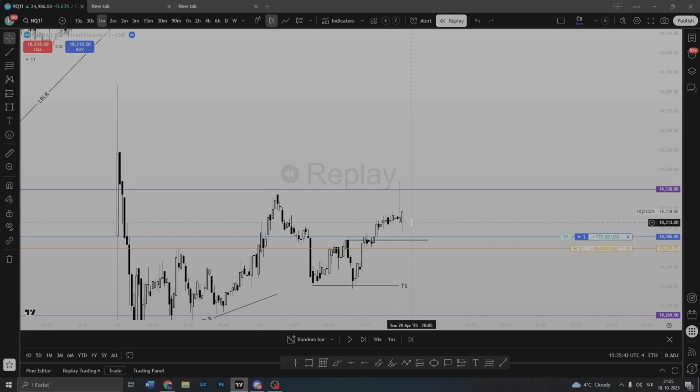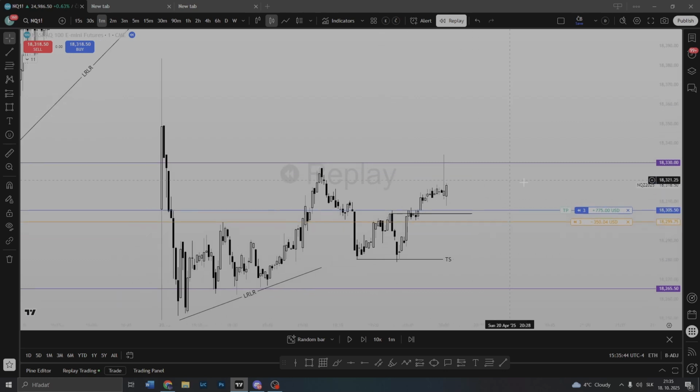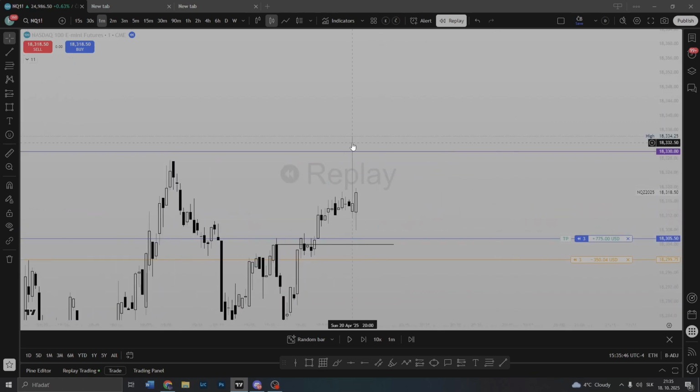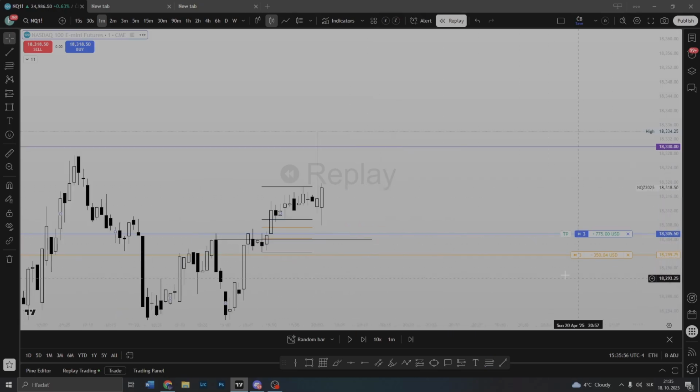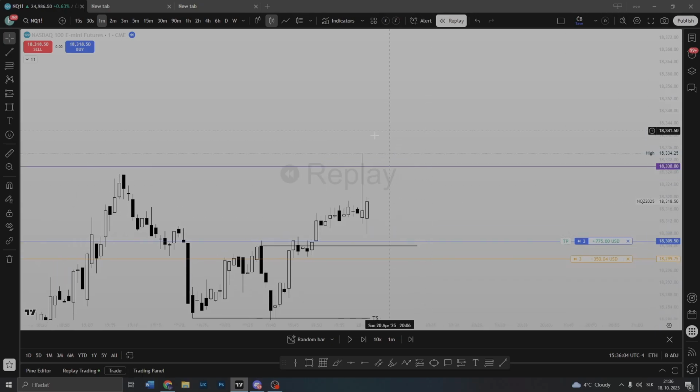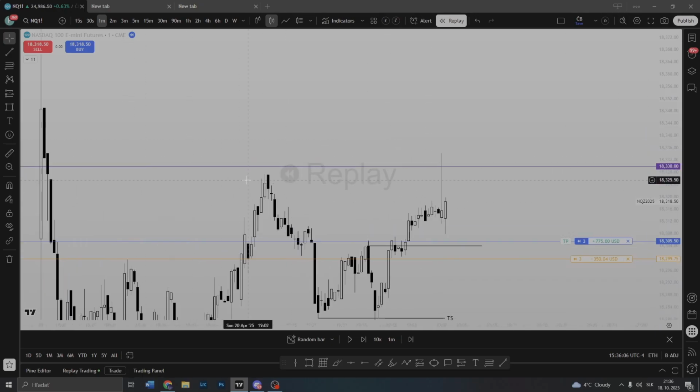Nice candle, internal sweep. Basically we just rebalanced this little range. I won't be counting this big long wick in that candle. I'll just go from this little structure. So yeah, we rebalanced perfectly. So now I would still like to see us taking the high again and closing strongly above it, if possible.